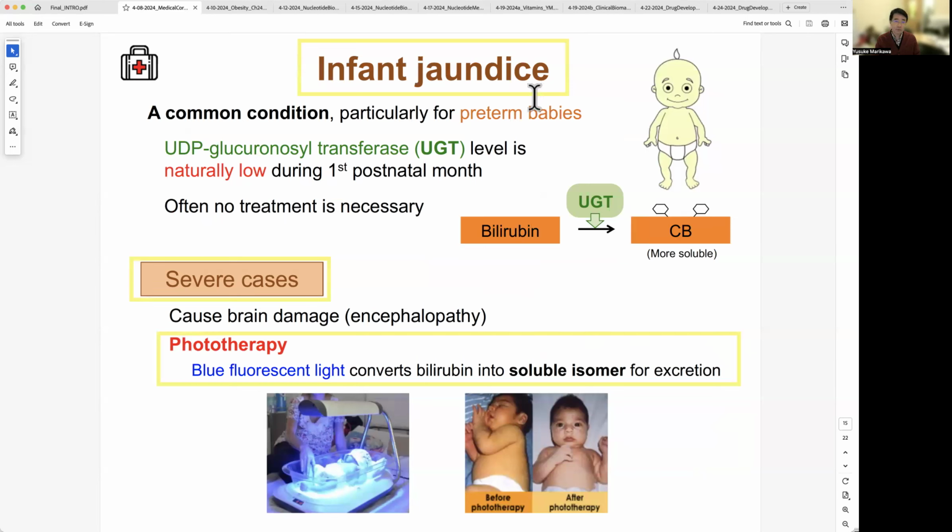And that jaundice also happens in infants in a natural way. But sometimes it persists or is very severe. So infant jaundice in a very severe case, you have to resolve it by going through phototherapy. So you need to know what it is: phototherapy shines blue fluorescent light, this high energy light, which will convert bilirubin into a soluble isomer, okay? By doing that, it's going to be excreted more easily. Soluble, easy to excrete.